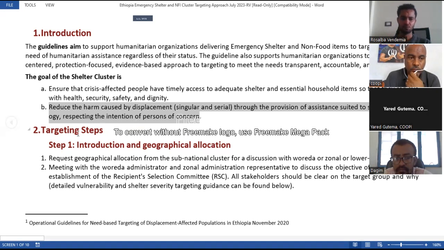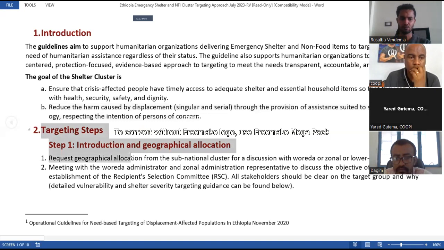Next, these are just the introduction section of the cluster. Next to this, we'll proceed with the targeting steps. But if you have some reflections on the introduction section, we can just brief on those things more. Then we'll continue to the targeting steps.